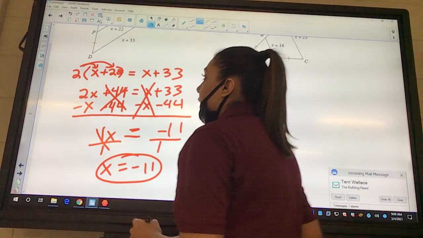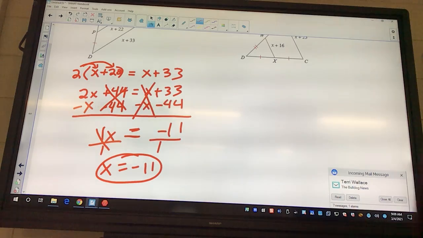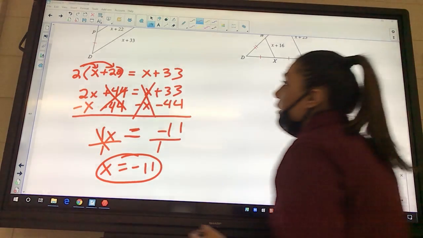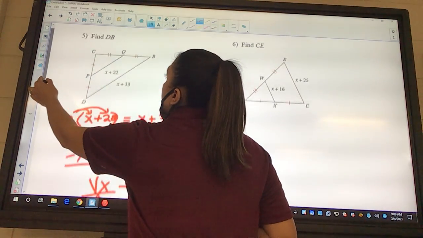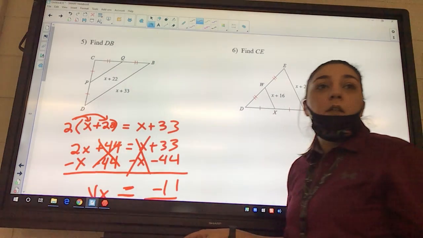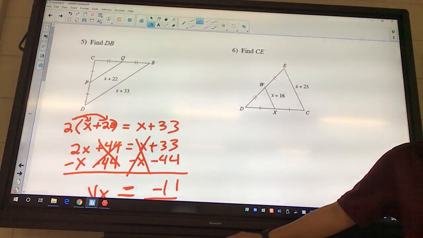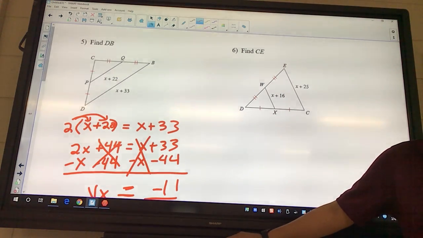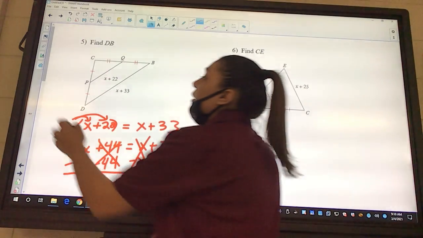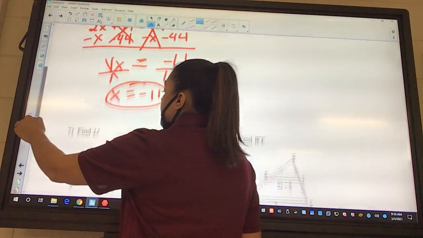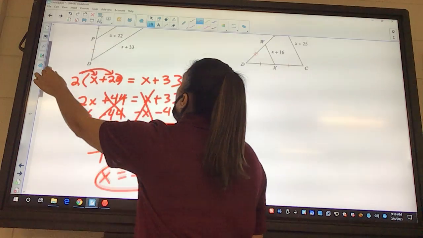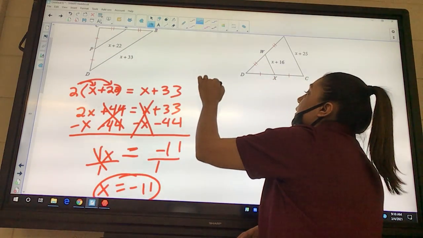And where do we plug that in? What were we trying to find in the beginning? DB. So it's the biggest one. Read it. What does it say at the very top? Find DB. And what is DB? x plus 33.